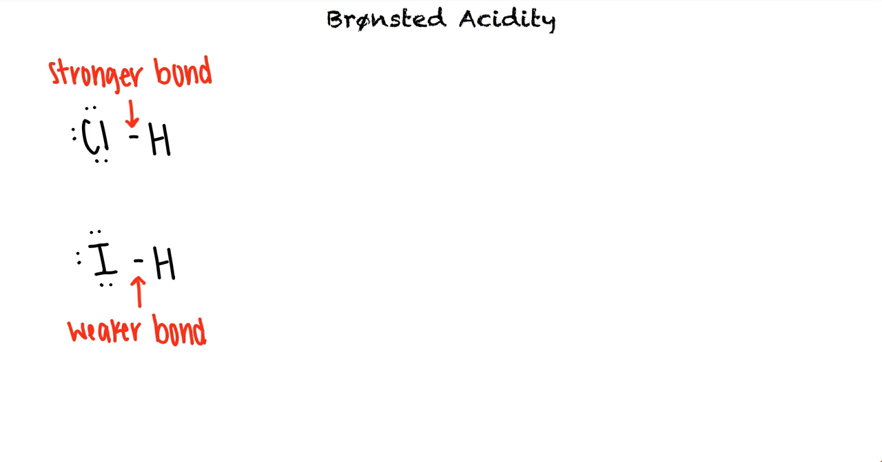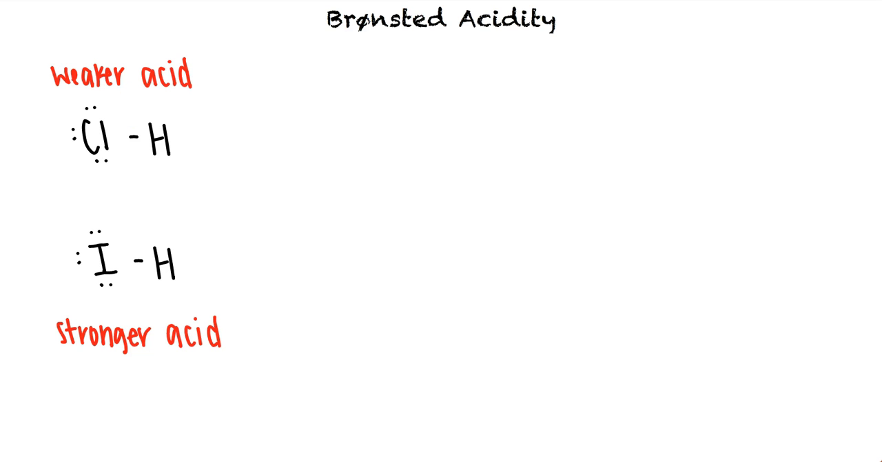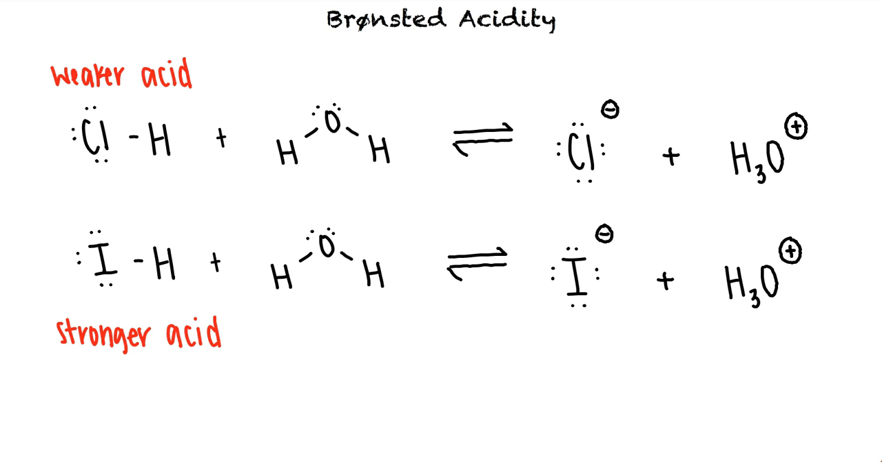The hydrogen-iodine bond is weaker and therefore easier to break, making it a stronger acid. So here we see that the stronger acid is the one with the weaker bond. Additionally, the stronger acid is the one with the weaker conjugate base. An iodide anion is a weaker base than a chloride anion because it makes weaker bonds. What else affects the stability of the conjugate base?